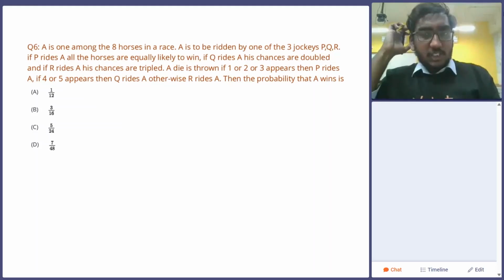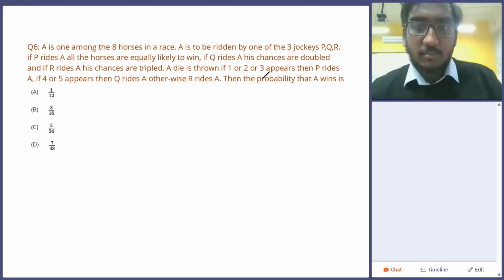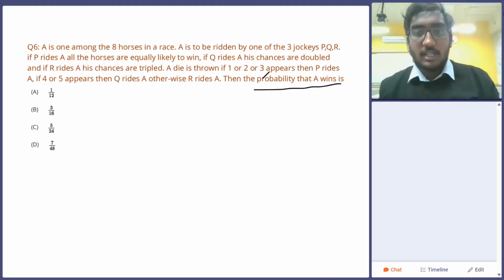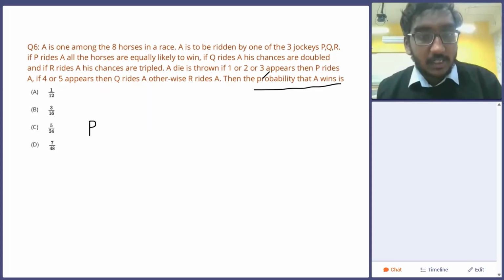See, the sixth question is actually from probability because they have asked some probability. Okay. They are asking the probability that A wins. Let's read the question once. A is one among the 8 horses in a race. Okay. A is to be ridden by one of the 3 jockeys, P, Q, and R. If P rides A, horses are equally likely to win. Okay. That means it's a conditional probability.